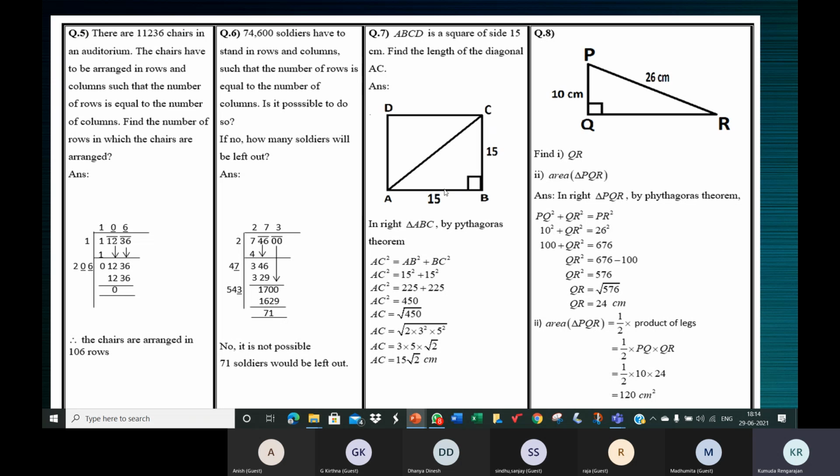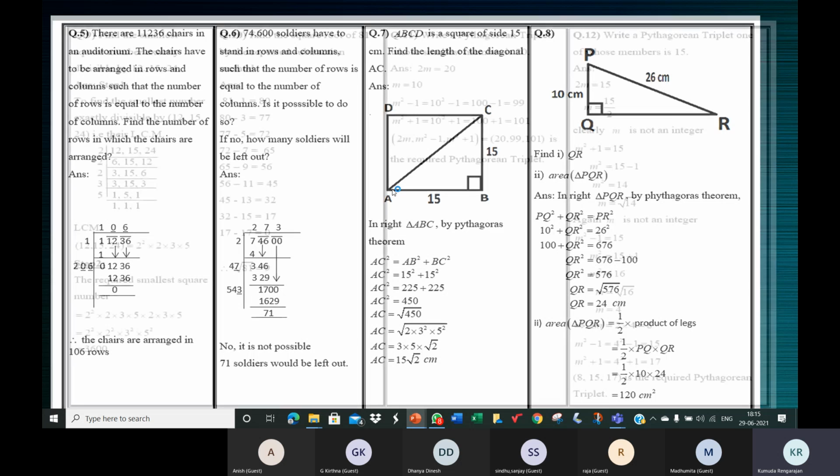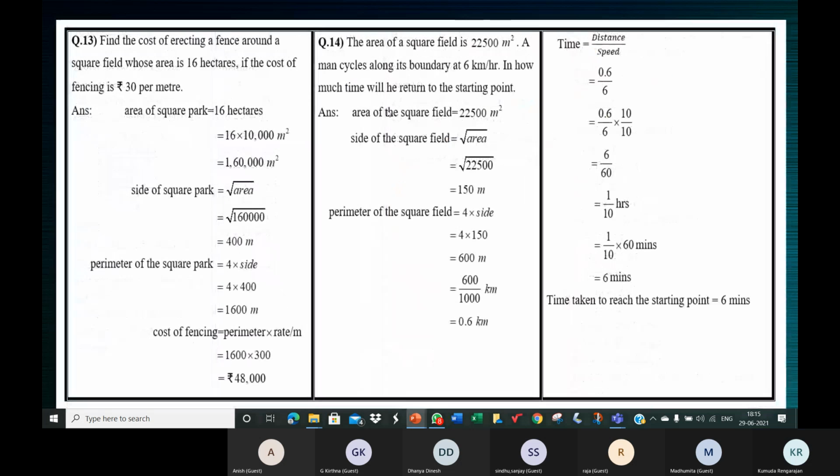This length, so 15 plus 15 plus 15 plus 15, 60 meters. In this case, 60 meters is the length of the boundary of the square. Like this, if you walk 15, 15, 15. So the side of the square field is 150 meters. A 100 meter running race. This is 150 meters. So the side of the square field is 150 meters.